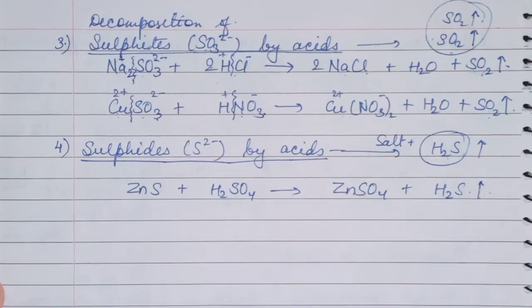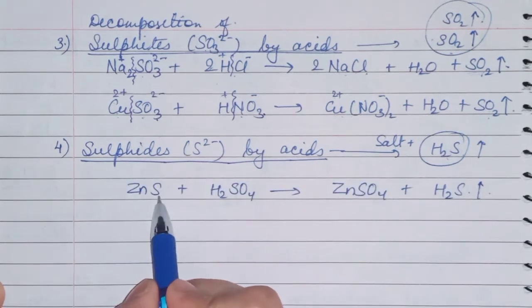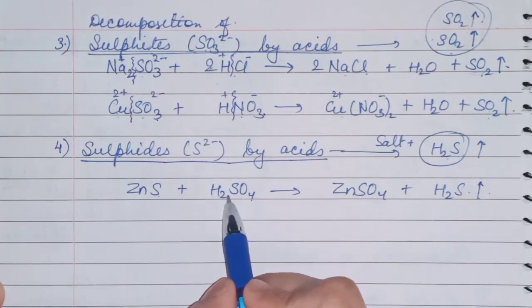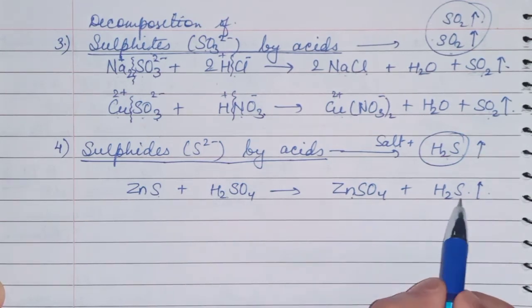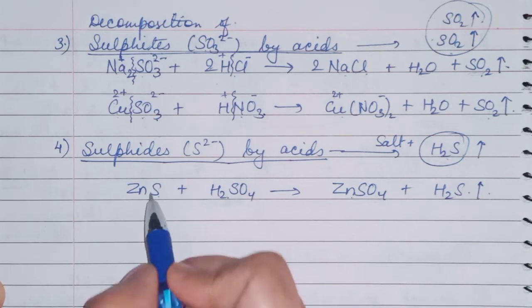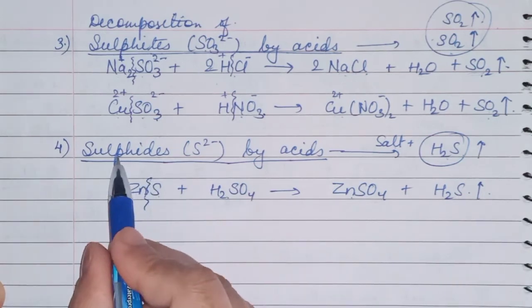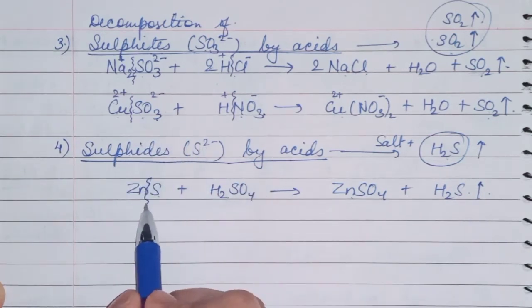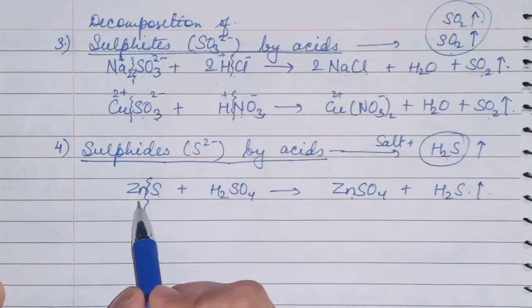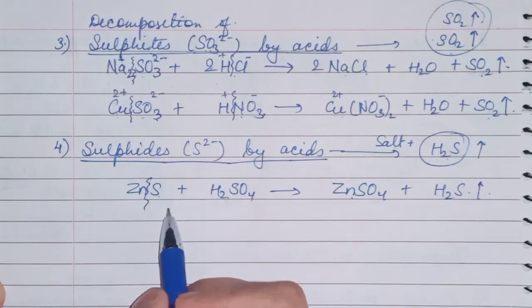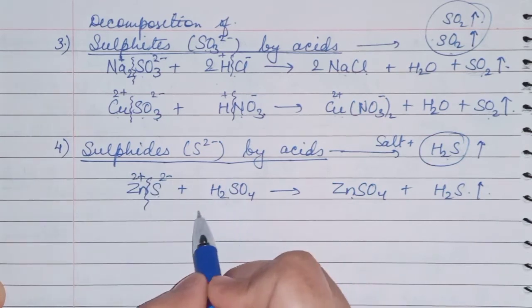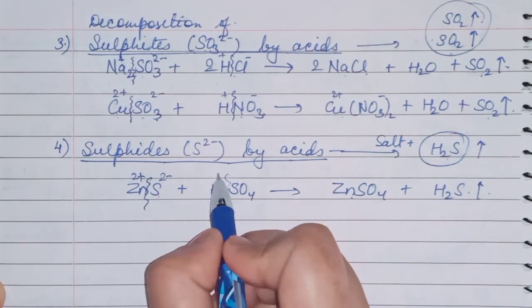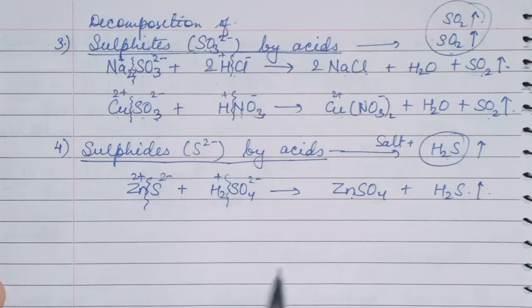Let's take one example. Zinc sulfide, ZnS, will decompose with sulfuric acid to form zinc sulfate, and H2S gas is evolved. What you have to do is break the sulfide. Decomposition means breaking down of any compound. So decomposition of sulfide means Zn2+ and S2- ions will get decomposed. And here H+ and SO4 2- ions are forming.